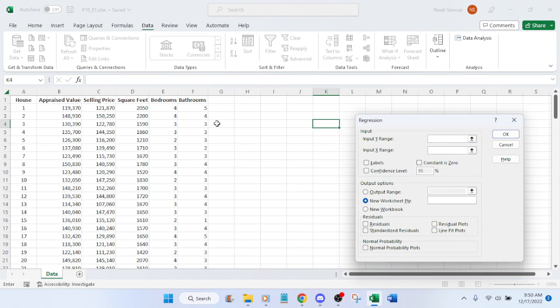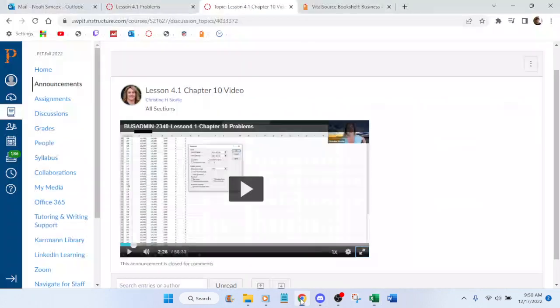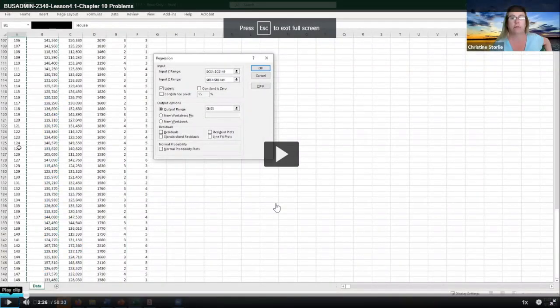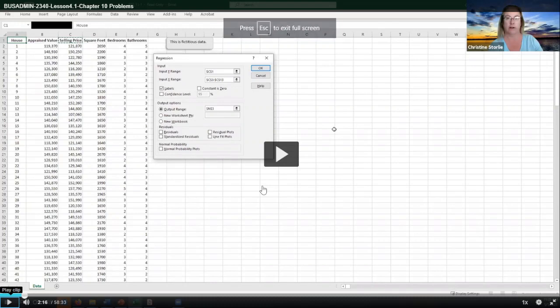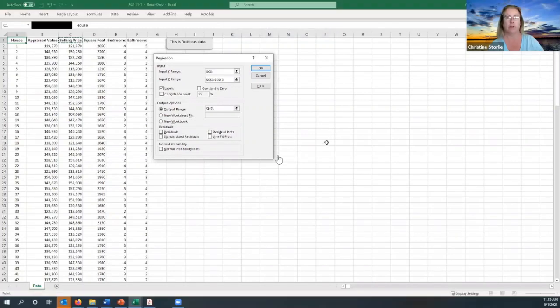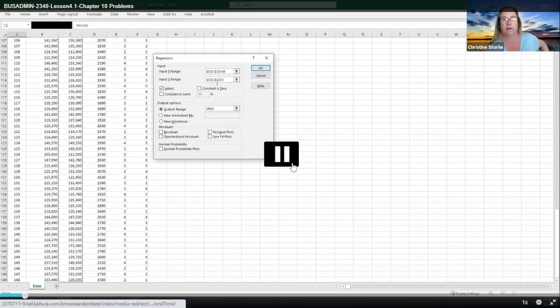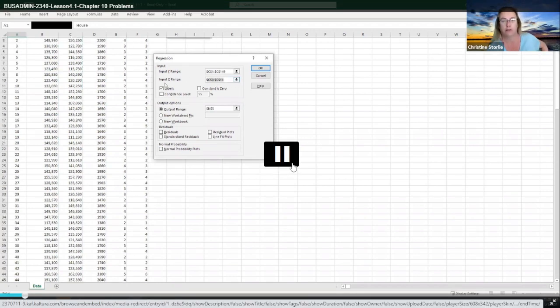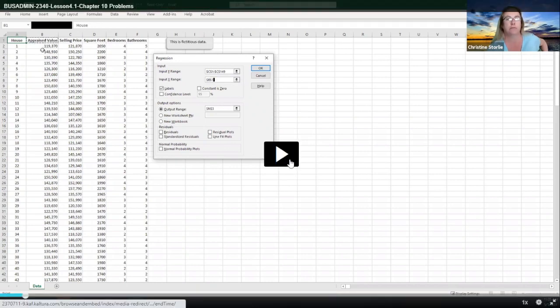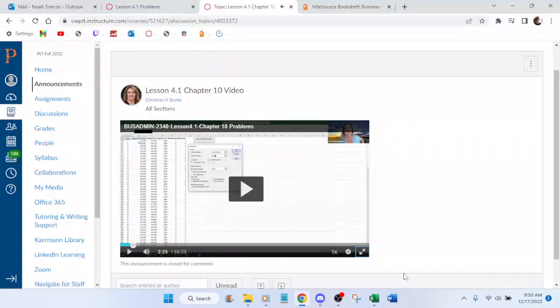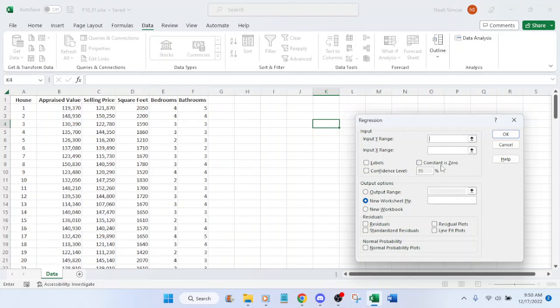The Y range is the... wait a minute. Are these in a different order? Hold on a second. They said appraised values. And the X range, according to the problem, was supposed to be the appraised value. Selling price is the Y. I could have just looked in the problem, but I didn't feel like it.